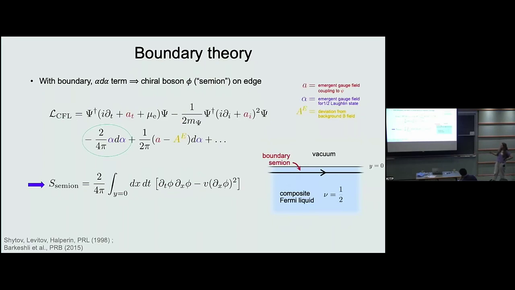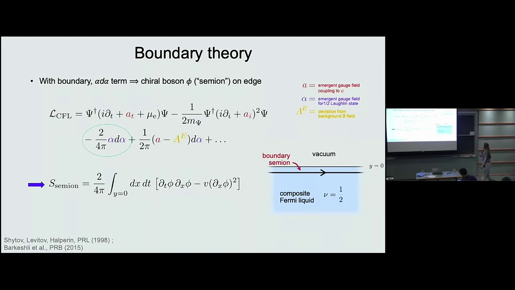Again, I said we can think about this alpha d alpha here as what you would get on its own from having just the nu equals half Laughlin state. And so that nu equals half Laughlin state, on its own, also gives you a propagating chiral boson, which I'll probably just keep calling the semyon. So again, it's the same with level 2 now up top here, okay?